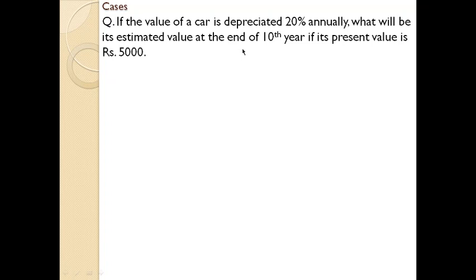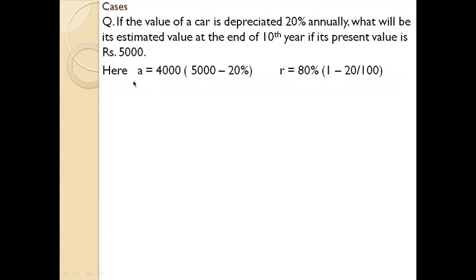Okay, so the value at the end of the first year is 4,000. So A is 4,000. I hope you understand why we took A as 4,000 instead of 5,000, because in the question it is stated that you need to estimate the value of the car at the end of the 10th year. So since you have to identify the value of the car at the end of the 10th year, you need to consider the same concept at the beginning also. So the value of the car at the end of the first year is 4,000.